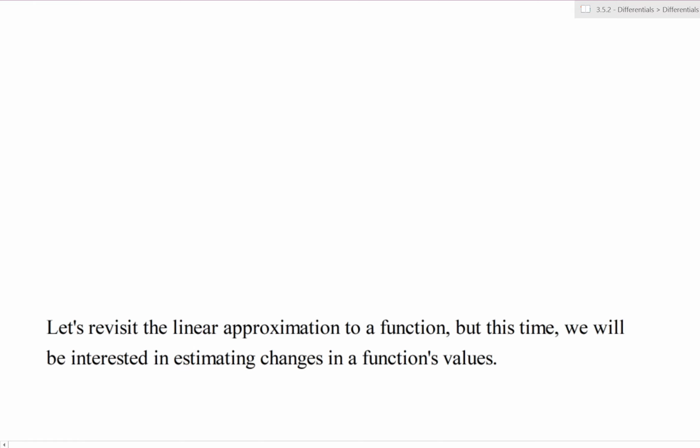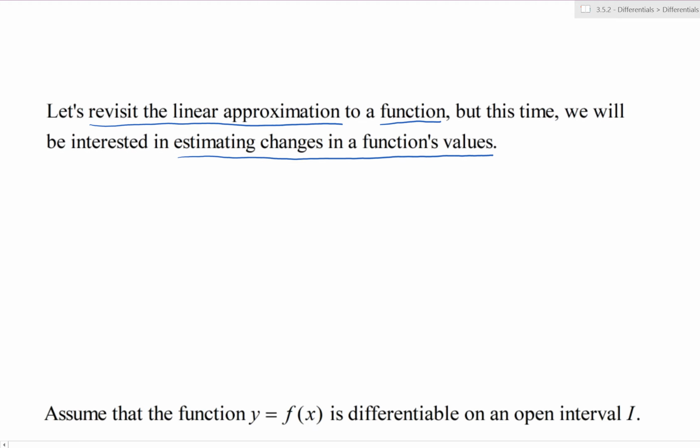Let's see. Again, we're going to revisit the linear approximation to a function. Remember, linear approximations give approximations to functions via the tangent line. However, this time, what we're interested in is estimating actual changes in the function's values. So what does that mean?